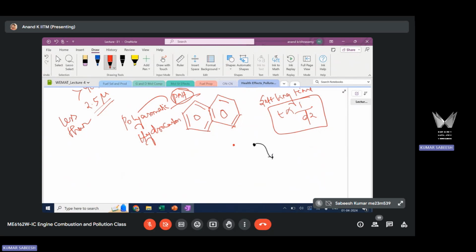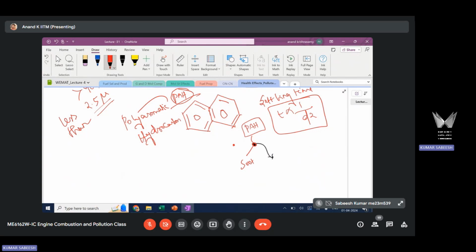The problem is that these particles are coated on the surface with hydrocarbon species. And the probability of PAH, polyaromatic hydrocarbon, is high, since soot provides a surface for this liquid phase polyaromatic hydrocarbon to get adsorbed.